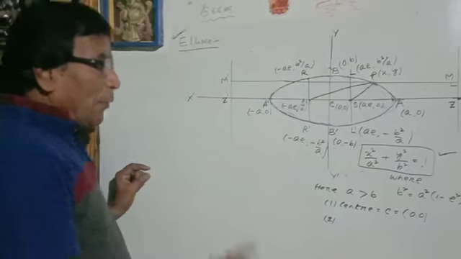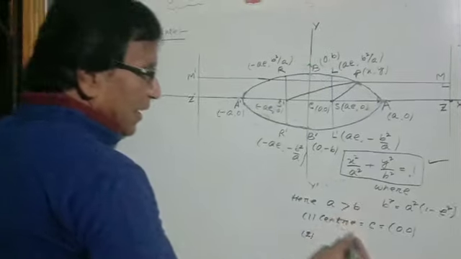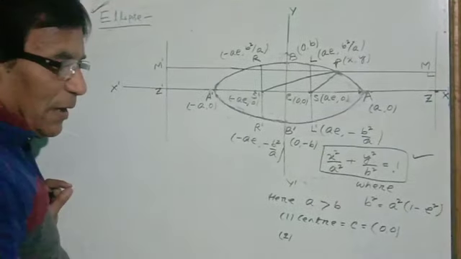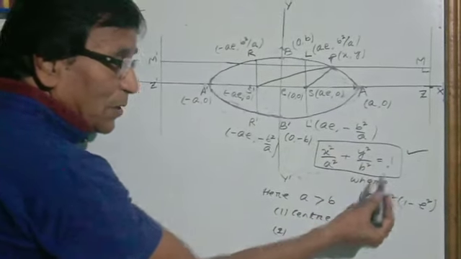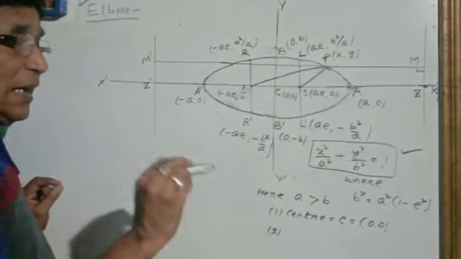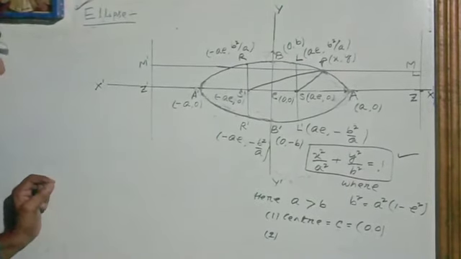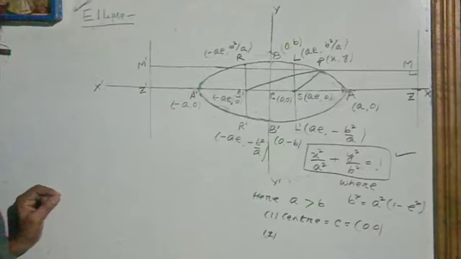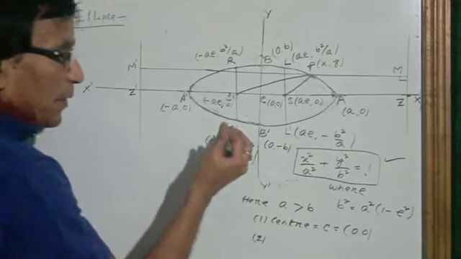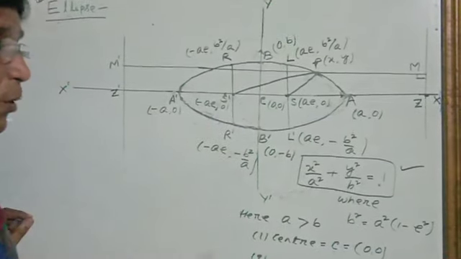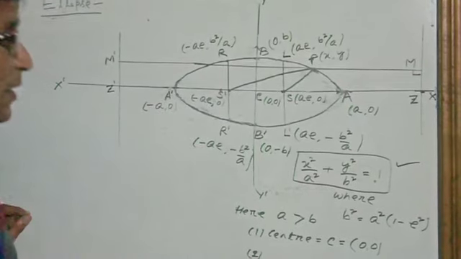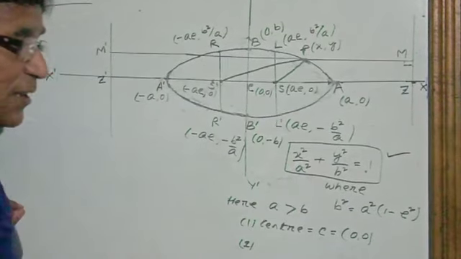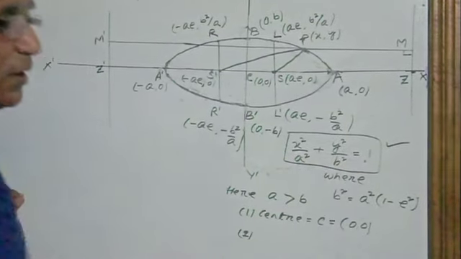Today we will prove that in the ellipse x square by a square plus y square by b square is equal to 1, there exists a second focus and a second directrix. Today we will prove that there exists a second focus and a second directrix of the ellipse x square by a square plus y square by b square is equal to 1.